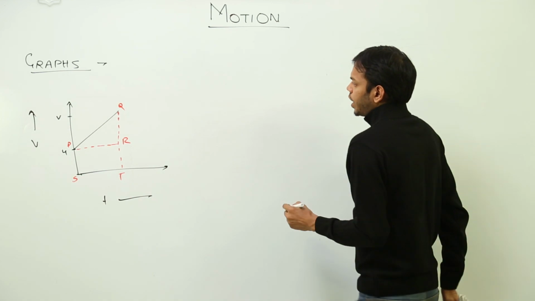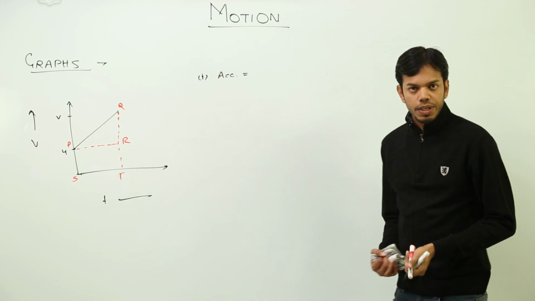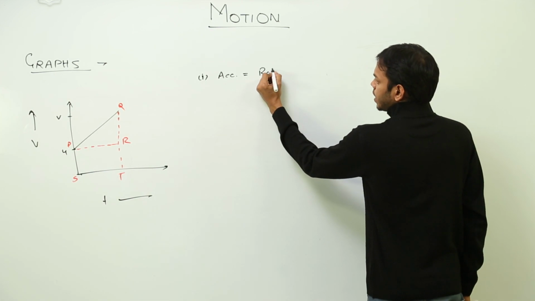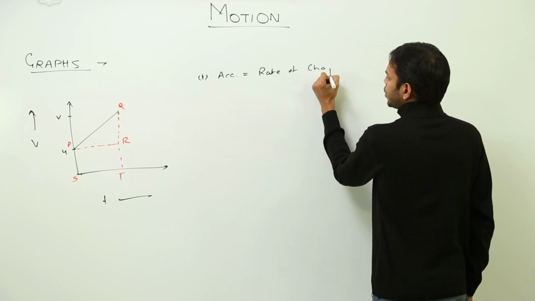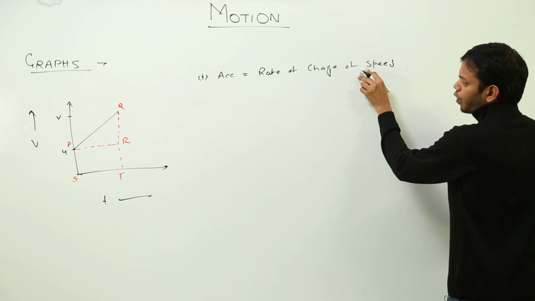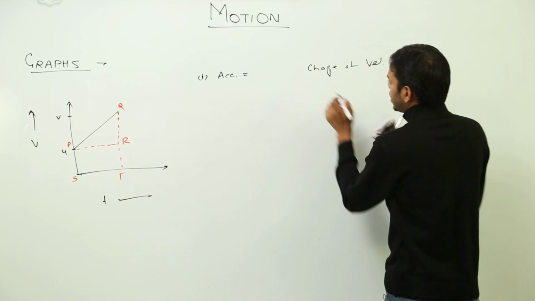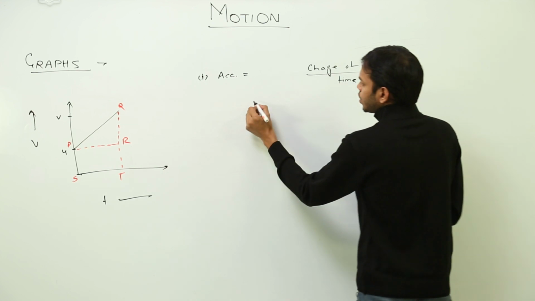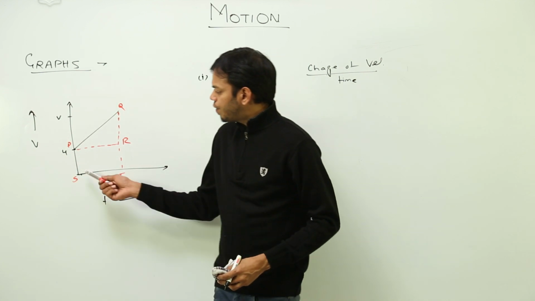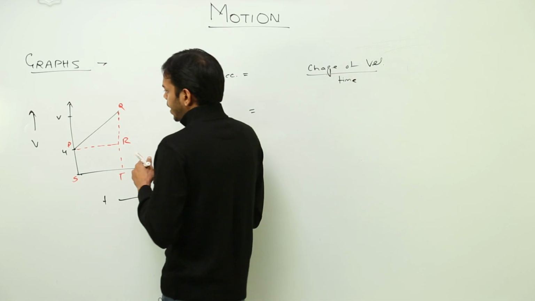For number 1, acceleration is the rate of change of speed or velocity. Since I have already mentioned it's a velocity time graph, I'll write velocity here. Now rate of means the thing divided by time taken. So here the change of velocity is given by, initially the velocity was from P to S, whereas finally it is from Q to T, right?